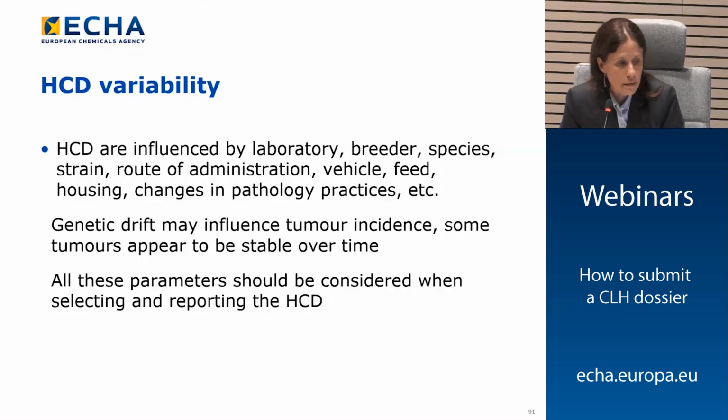Then there is the so-called genetic drift. Again, those animals are not perfect clones of one another, and biology changes. So that may also change the influence. Usually in this case, you see a steady change, either an increase or decrease of tumor incidence over the years. However, some tumors, despite genetic drift, happen to be stable over time. What is important is that all those parameters should be considered when selecting and reporting the historical control data. That's the most important thing.